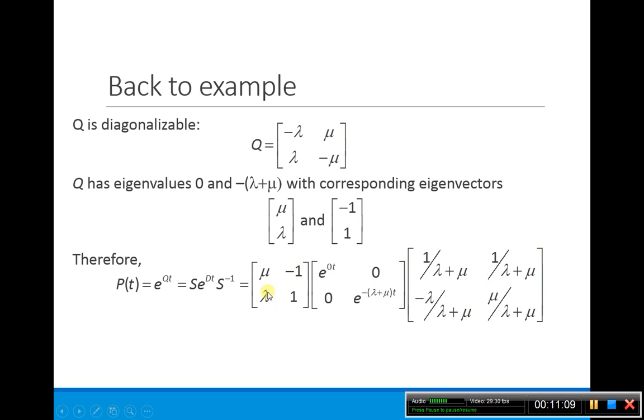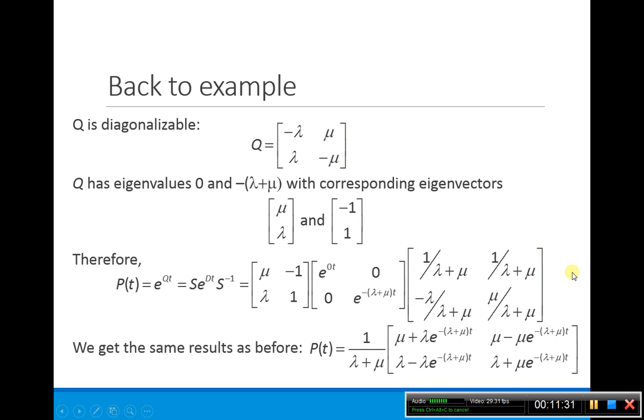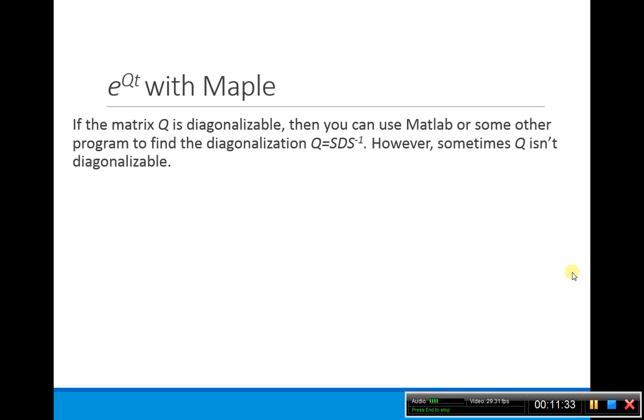Remember how to take the inverse of a 2 by 2 matrix. We have 1 over the determinant. The determinant is mu plus lambda here. So here's my mu plus lambda. And then we switch our diagonal entries, so we have the 1 and the mu. And then we take the negative of the off diagonal entry, so we have positive 1 and negative lambda here. We multiply it all together and things work out as they should, and we get the exact same matrix.